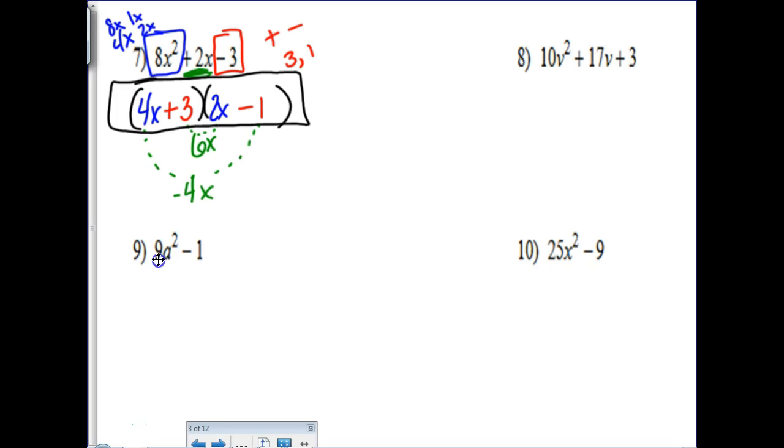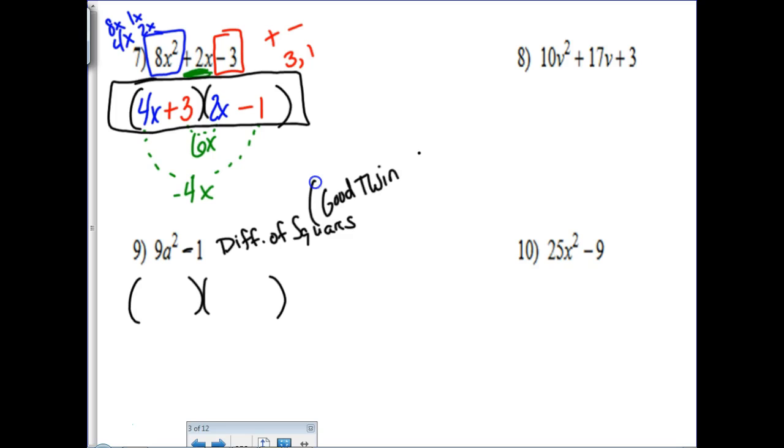Number 9, there's no common factor, so I'm moving down my flowchart, and I notice this is a binomial. So this, if factorable, would have to be what's called our difference of squares pattern. And this is the difference of squares pattern. It's a subtraction, and then it's 2 things that can be square rooted. So we sometimes call this the good twin, evil twin pattern. It's just like a cutesy name for us. It's not the official name, obviously.